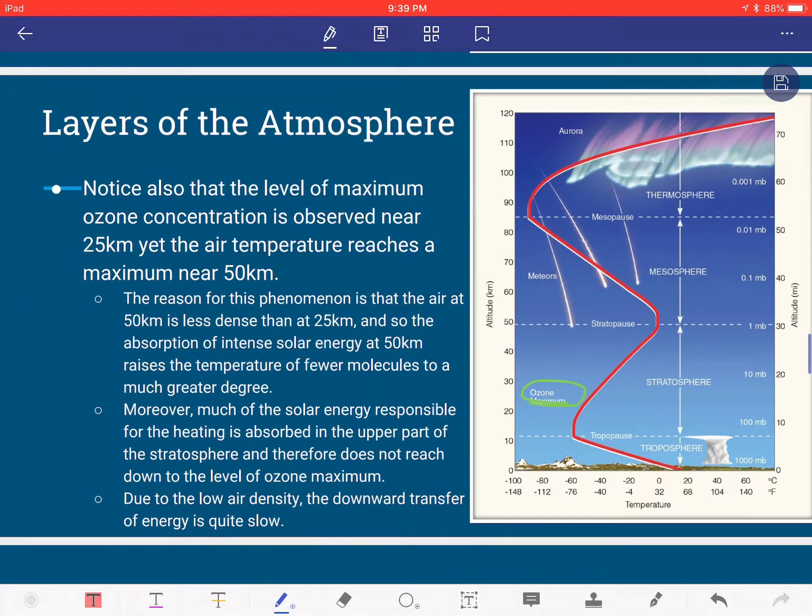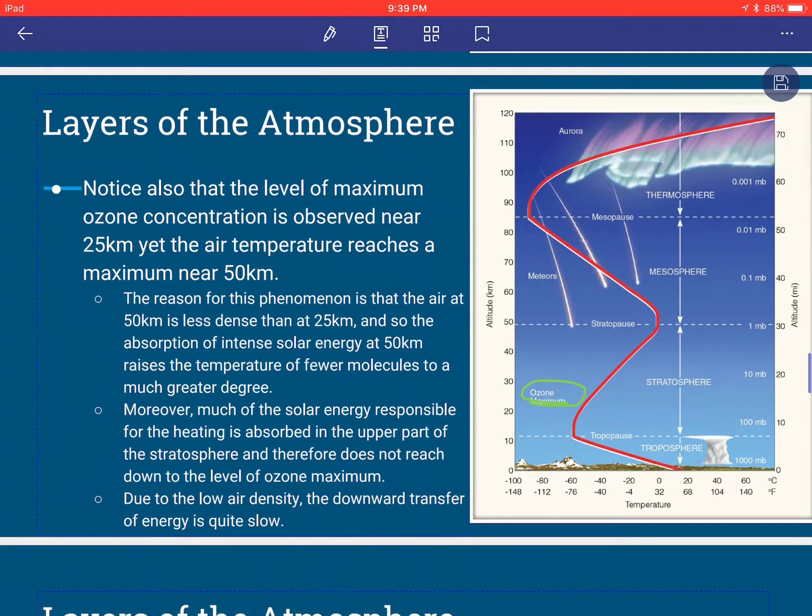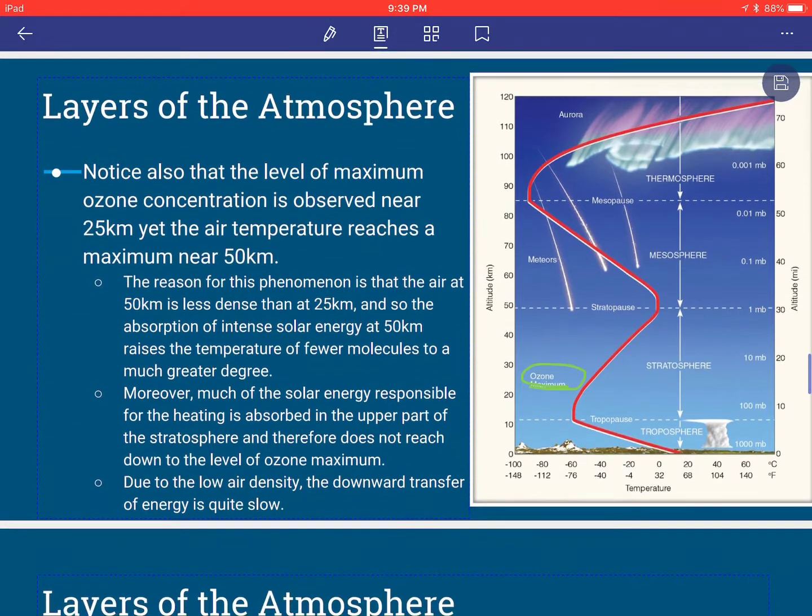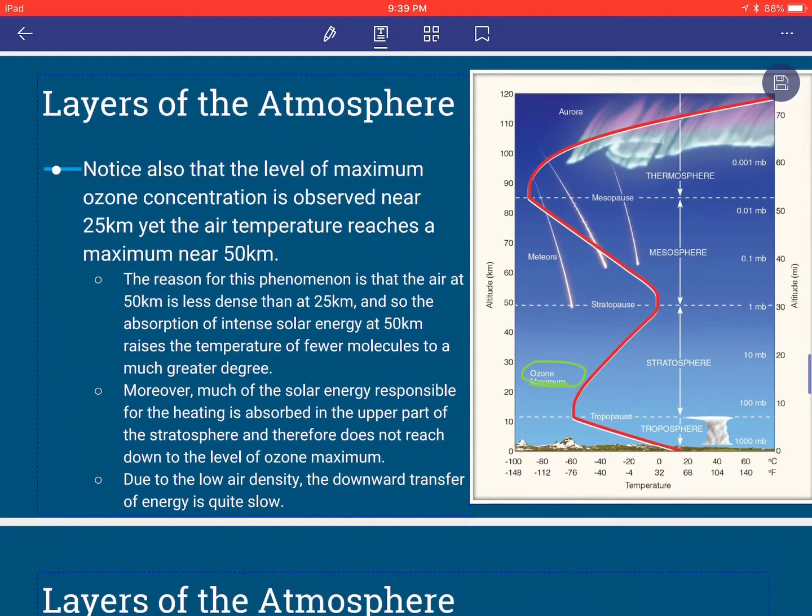Moreover, much of the solar energy responsible for the heating is absorbed in the upper part of the stratosphere and doesn't reach down to the level of ozone maximum, and due to the low air density, the downward transfer of energy is very slow.